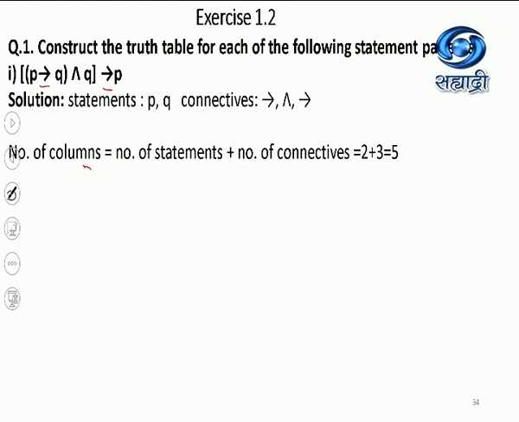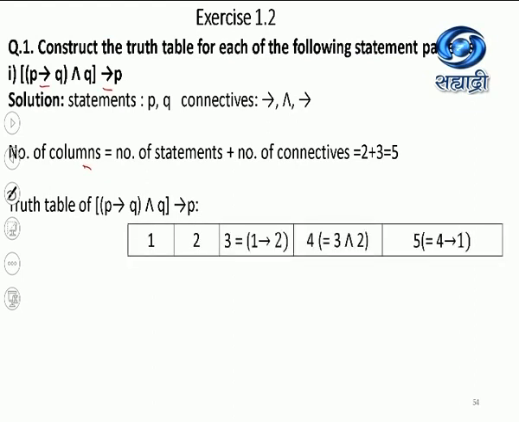So how many columns will we have? 2 plus 3 equal to 5 columns. So the concluding part: the truth table of the given statement pattern will have 5 columns. Actually number the columns for your reference.